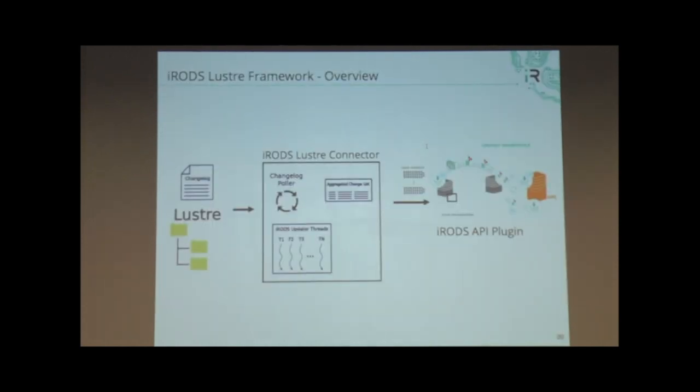So here's a little overview of what we do. We read the Lustre changelog. We have a poller of the Lustre changelog. We aggregate the changes and have multiple threads that send updates to multiple iRODS servers, and a plugin that's sitting on iRODS receiving those changes and making the appropriate updates.